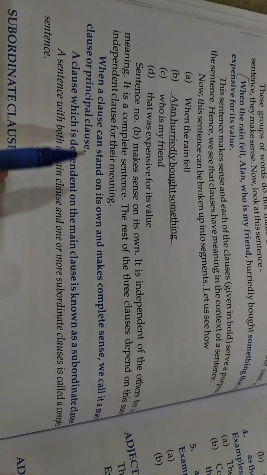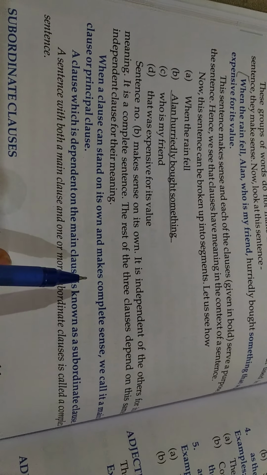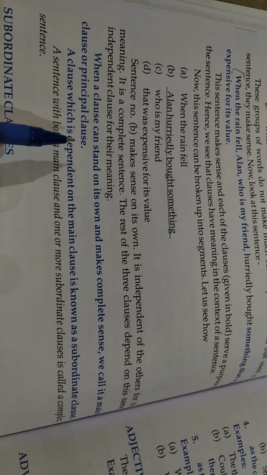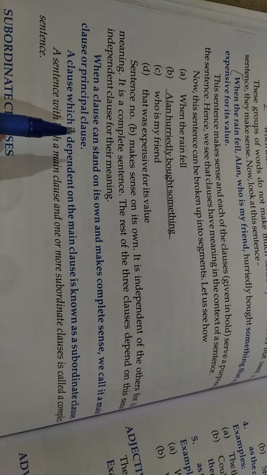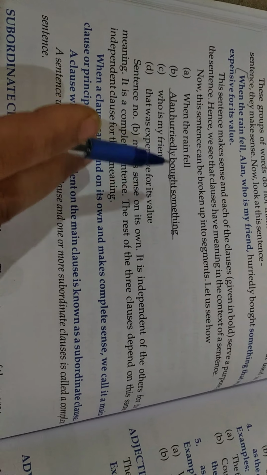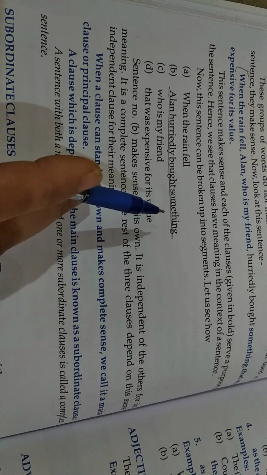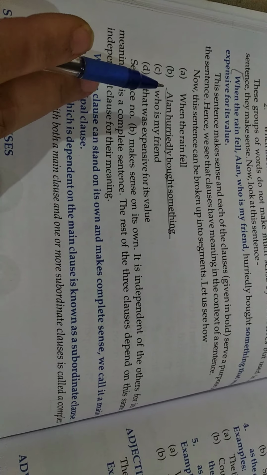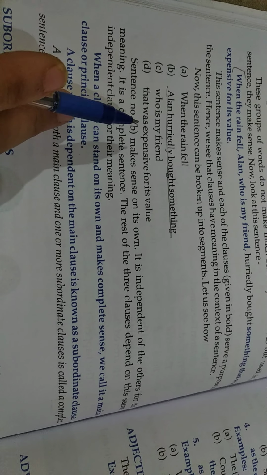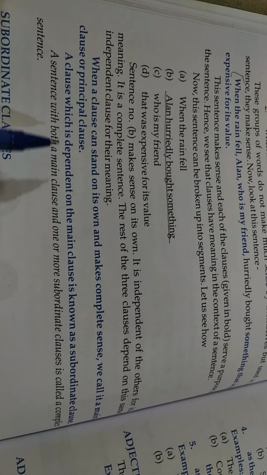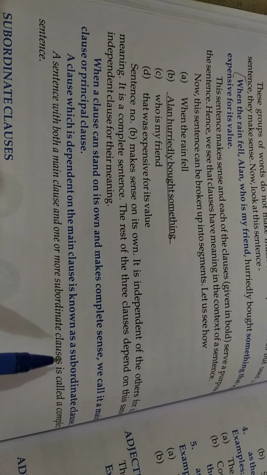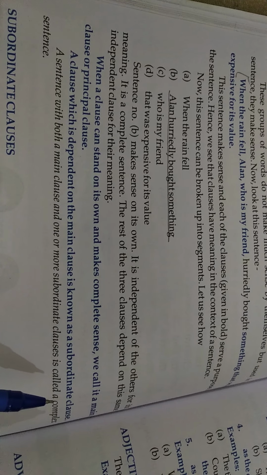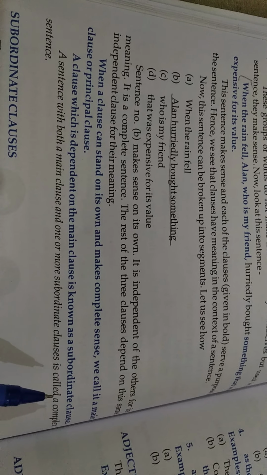Now, when a clause can stand on its own and makes complete sense, we call it the main clause or principal clause. So that part of the sentence that can stand on its own, like this part, Alan hurriedly bought something, is the main clause, whereas the rest of the clauses have to depend upon the main principal clause. So these are called the subordinate clauses. A clause which is dependent on the main clause is known as a subordinate clause. So we could understand what a main clause is as well as what a subordinate clause is.